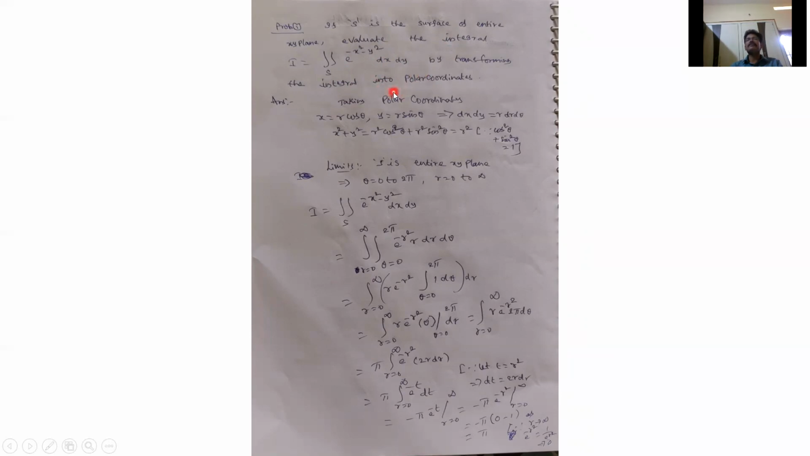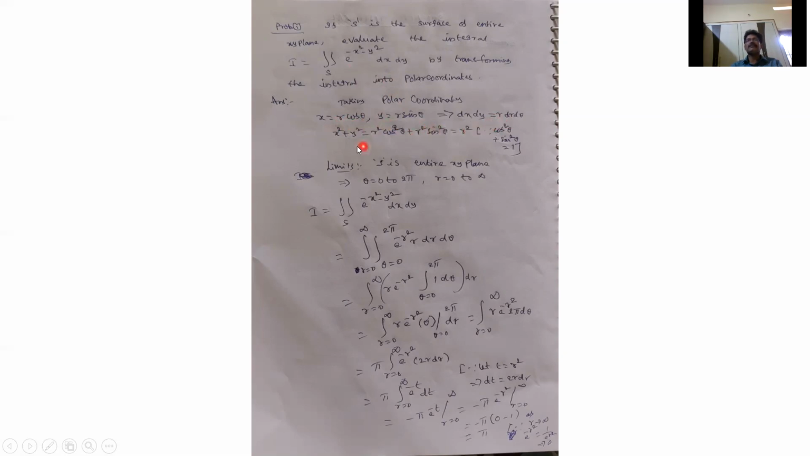So by changing into polar coordinates, we have to evaluate the double integral of e power minus x square minus y square. We know that the polar coordinates for a double integral are x equal to r cos theta, y equal to r sin theta, and dx dy equal to r dr d theta.